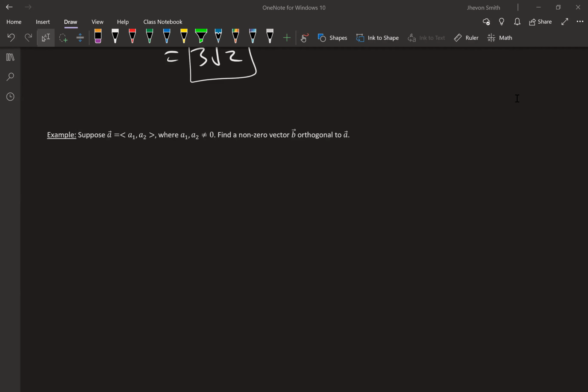All right. Suppose I know that A equals A1 comma A2. Find a non-zero vector B that is orthogonal to A. Now this one is just, I mean, it's not particularly instructive.